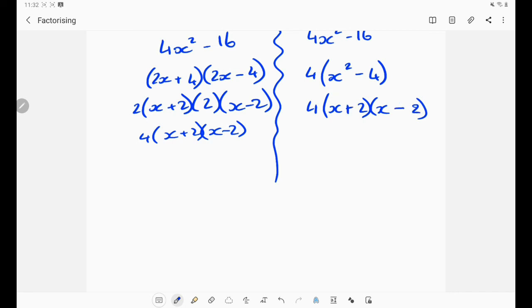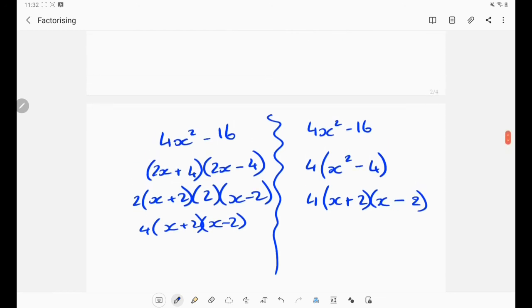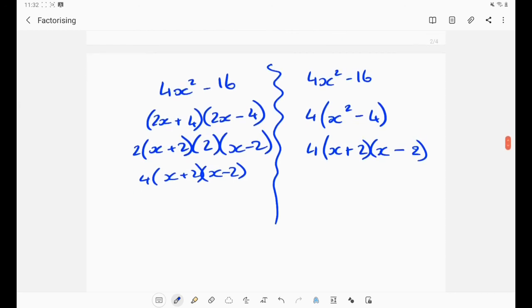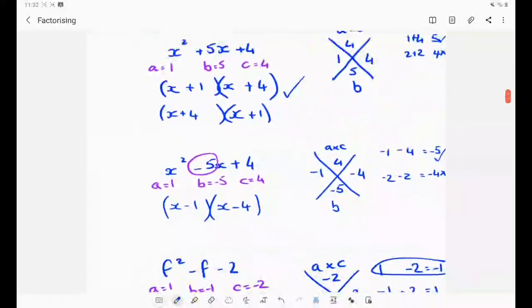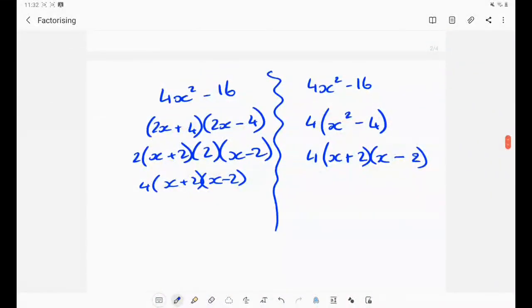Very lastly, you are looking at those brackets. Is there anything in common that could then be factorised out? No. Do we still have a difference of 2 squares? No. Do we have a trinomial in there? No. So we are done. If you do it using the method on the left, you're going to run into problems. If you do it using the method on the right, everything should fall into place much quicker and efficiently.